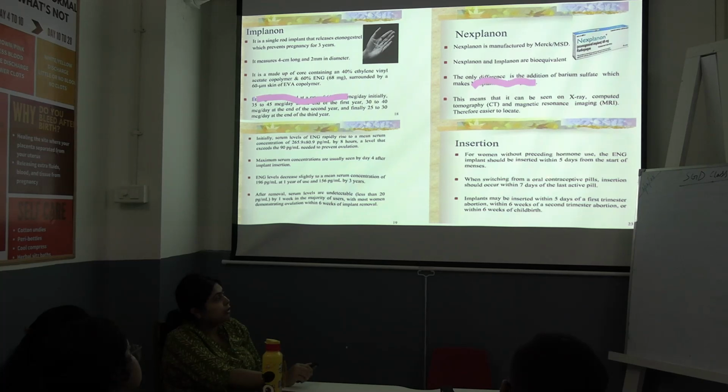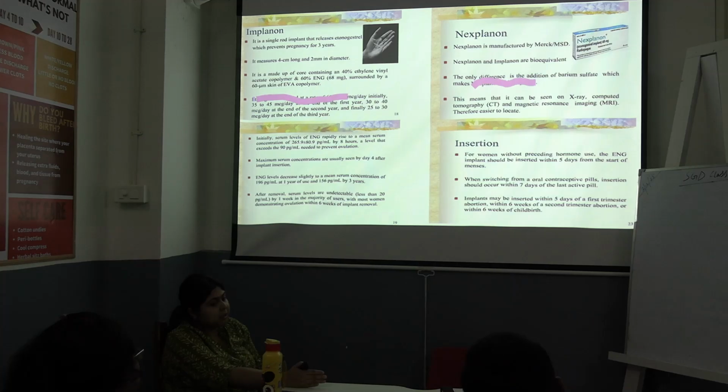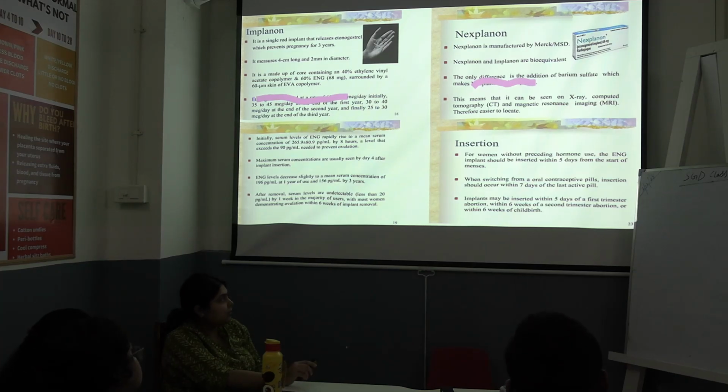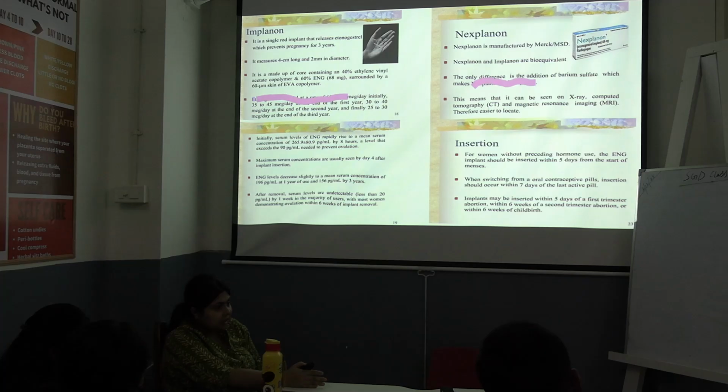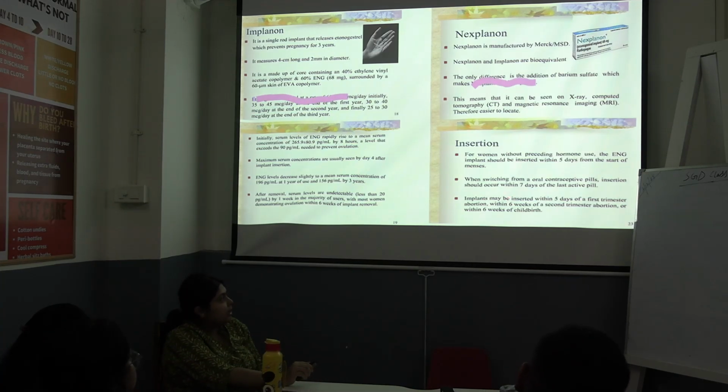When switching from an oral contraceptive pill, suppose the patient was taking COCPs but now says, I don't want to take COCPs, I want a better, longer method of contraception where I don't have to take a pill daily. Then we tell her that while switching from oral pills, insertion should occur within 5 days of the last active pill. Suppose she has taken it for 2 days, then within 7 days we have to insert the implant. Implants may be inserted within 5 days of a first trimester abortion, within 6 days of a second trimester abortion, or within 6 weeks of childbirth.